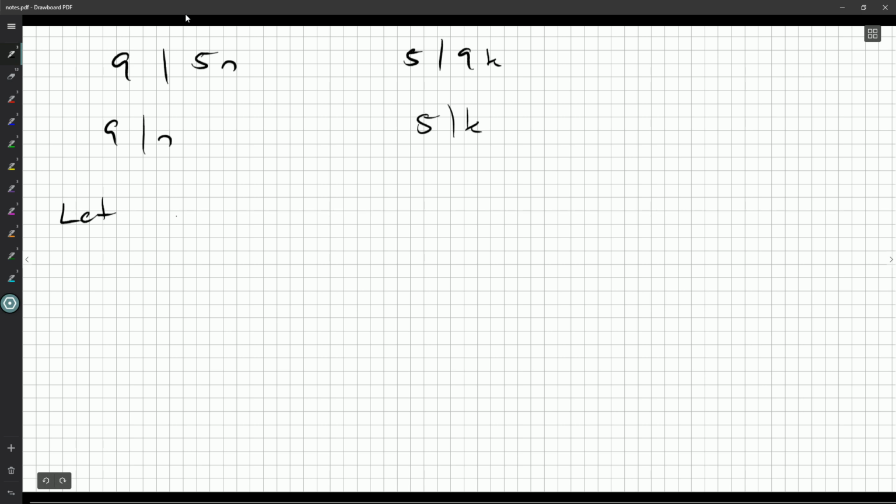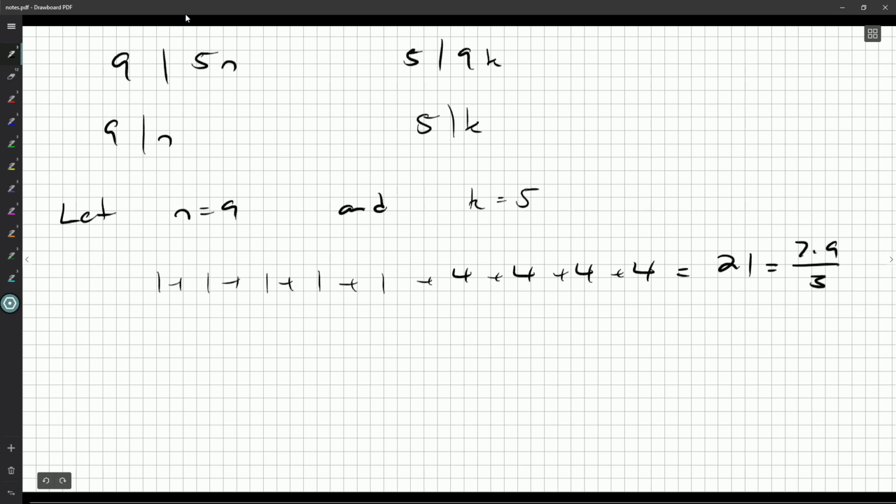If I were to do something like let n equal 9 and k equals 5, we could check: 1 plus 1 plus 1 plus 1 plus 1, and then you'll have 4 4s, which is 16 plus this, that'll be 21. And that's 7 times 9 over 3, because that's 63 over 3. And 1 plus 1 plus 1 plus 1 plus 1 plus a quarter. Oh, you'll have 4 quarters here, so that's nice. So that'll be 5 plus 1, that'll be 6, and that'll be 2 times 9 over 3.